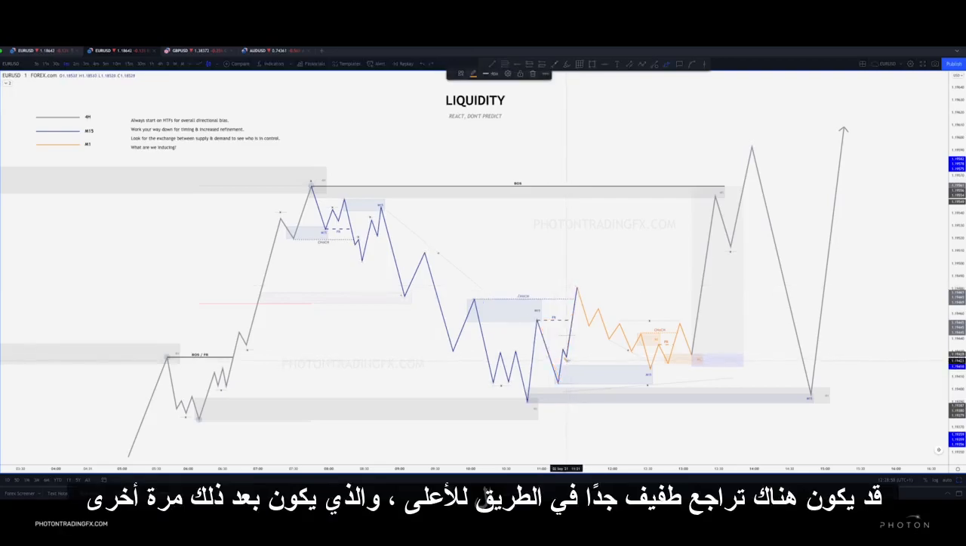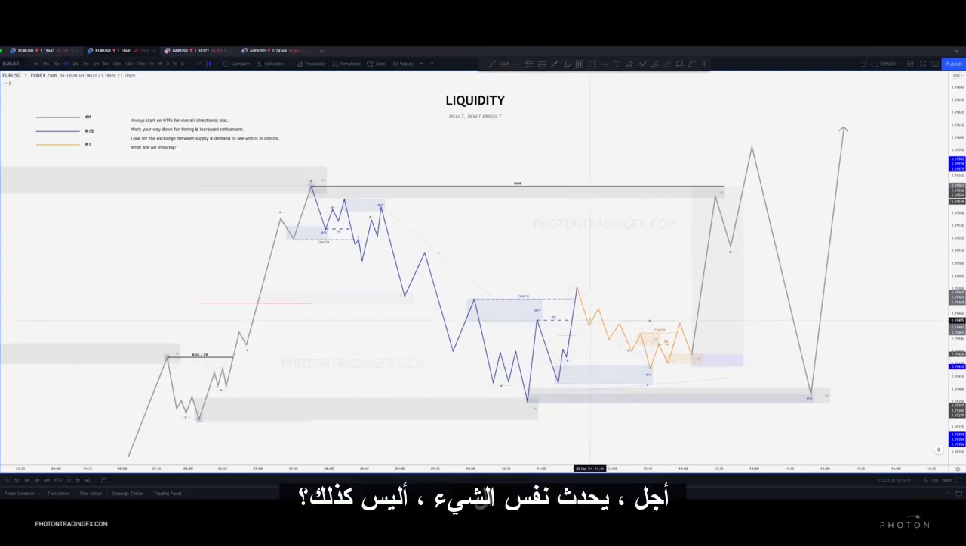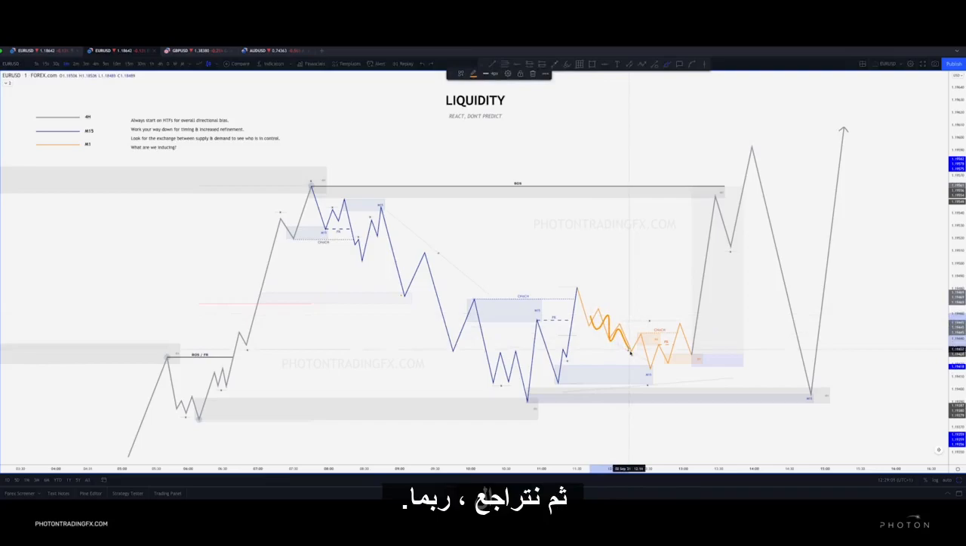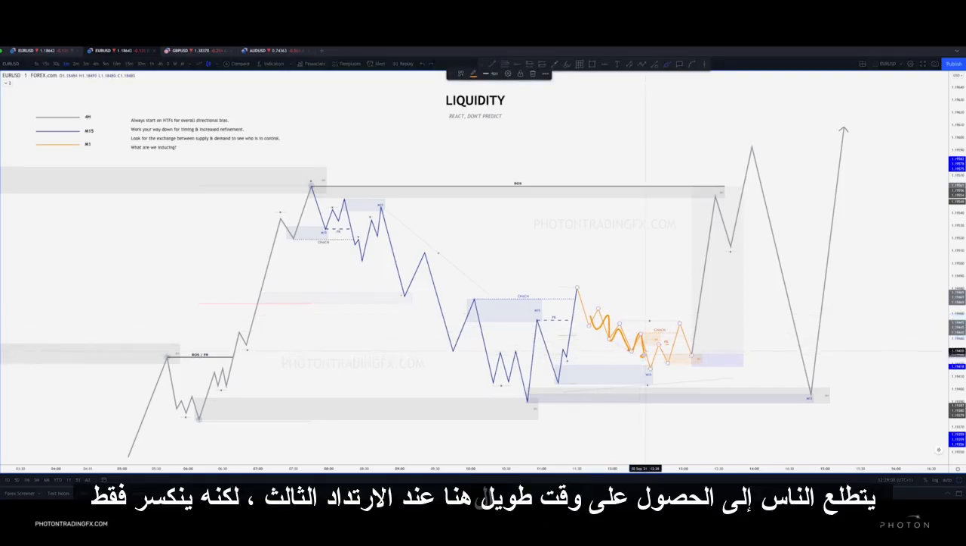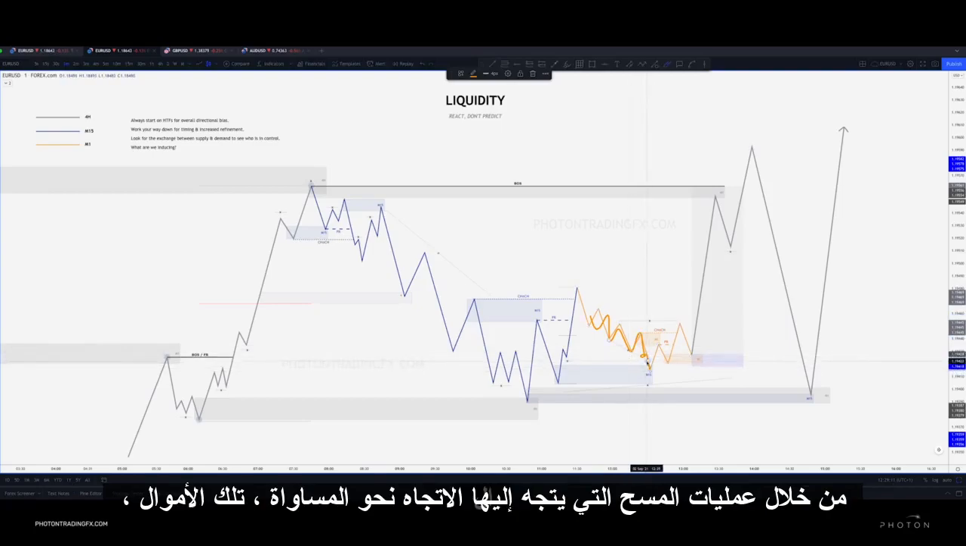Potentially there may be a very minor pullback on the way up, which again just acts as inducement for the same thing happening, right? And then we pull back. Potentially we have this trend line holding, right? People look to get long here on the third bounce, but it just breaks down through, sweeps that trend line liquidity, sweeps that minor low there.